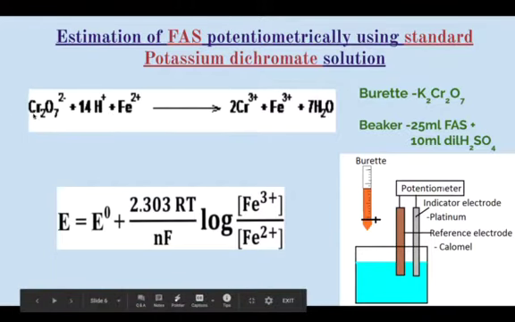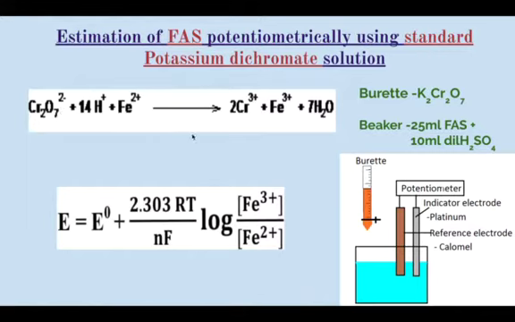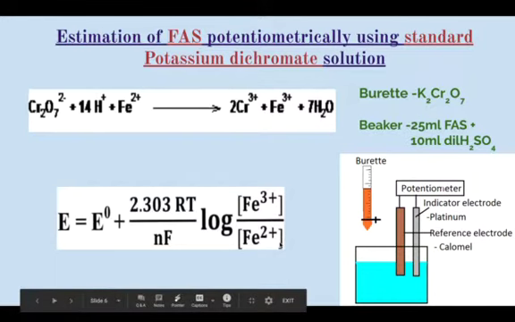Now the reaction that is taking place is that chromium, here in the +6 oxidation state, will be reduced to chromium in the +3 oxidation state, whereby this potassium dichromate will oxidize the iron in the Fe2+ state to the Fe3+ state. And the Nernst equation for this reaction is given by E = E0 + (2.303 RT/nF) log [Fe3+]/[Fe2+]. That means oxidized state by reduced state.